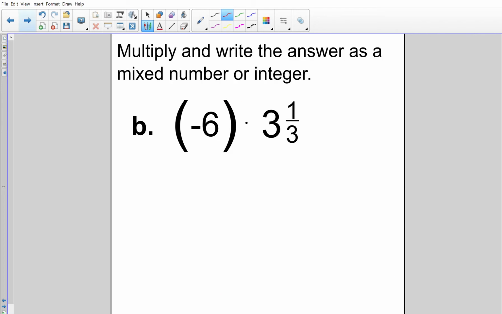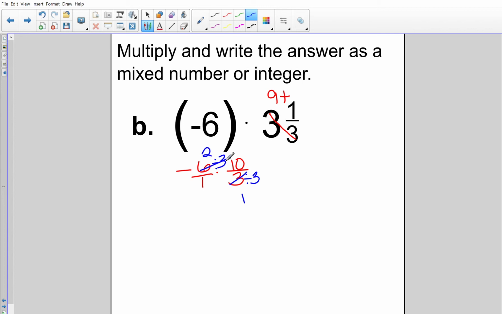Okay, so we've got -6 times 3 1/3. So -6 can just be -6 over 1. And then that 3 1/3 will convert. So that 3 times 3 is 9, plus 1 is going to be 10 over 3. So now I'm ready to reduce if I can. So I could reduce by 3, divide 3 here, get 1, divide by 3 here, and get 2.